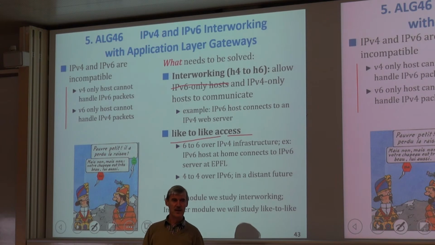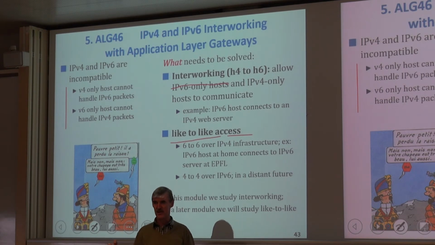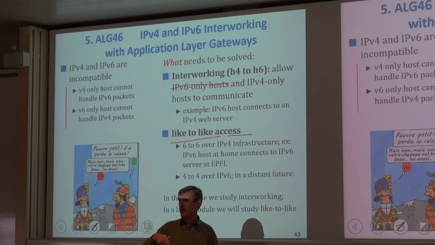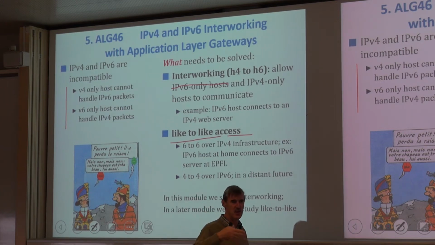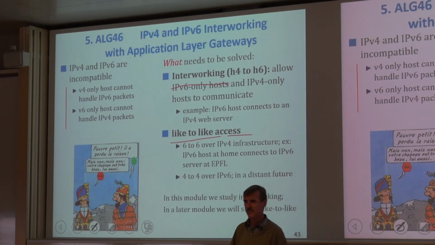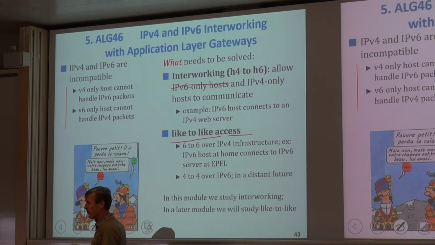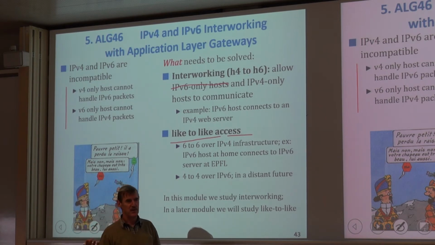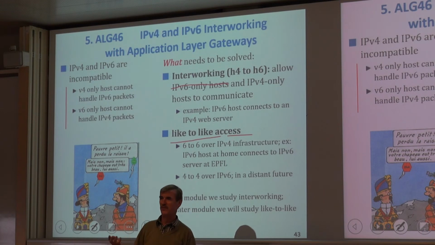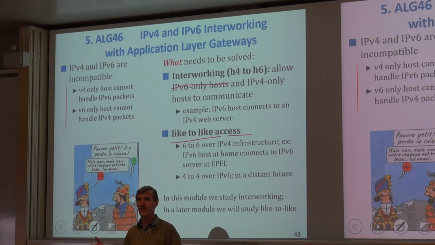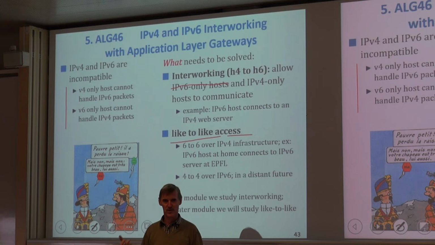This is called like-to-like, in the sense we go IPv6 to IPv6, but the network in between is not entirely IPv6, so there is not connectivity at the network layer. And vice versa. You could imagine also having a 4-to-4 problem over an IPv6 infrastructure, which might happen in the future when you've moved entirely to IPv6, and you still have somewhere a lift or a printer or a doorknob or a sensor that has only an IPv4 address. How do you talk to that machine?